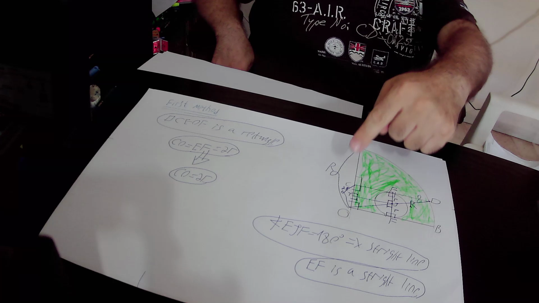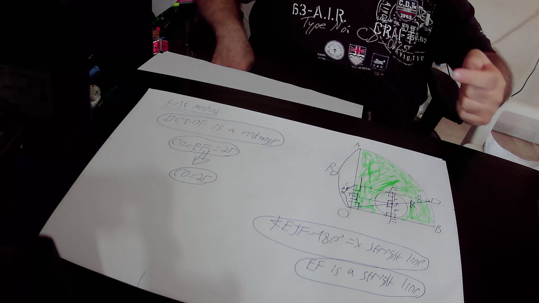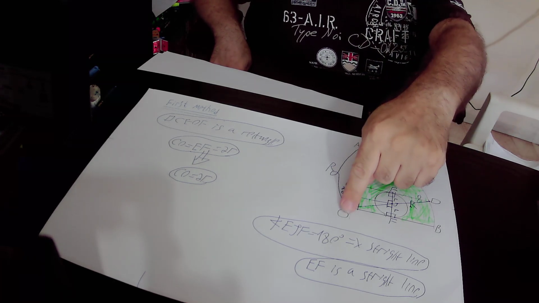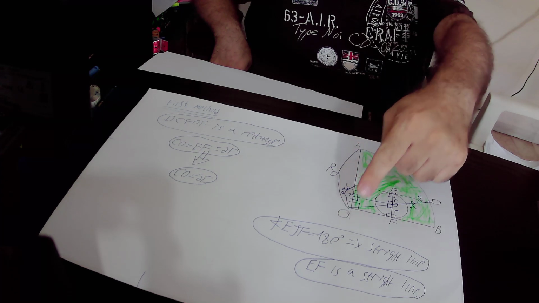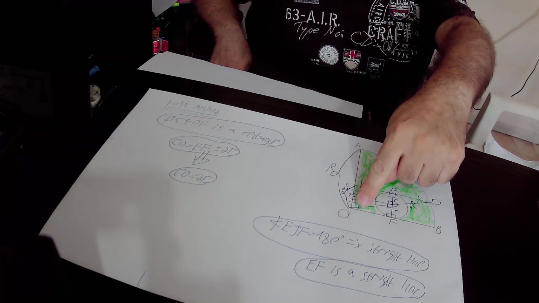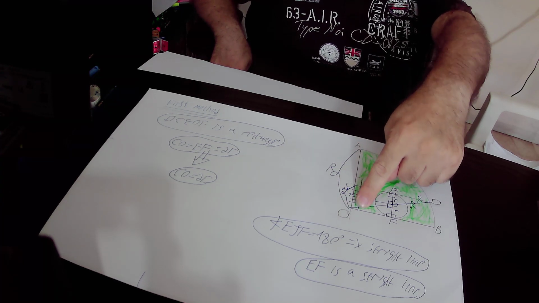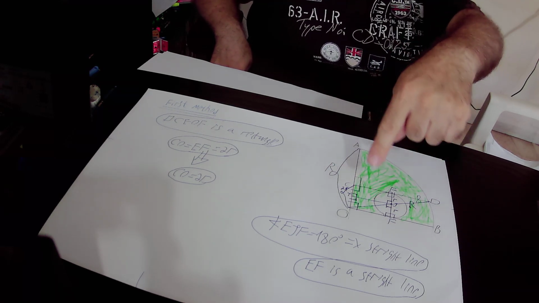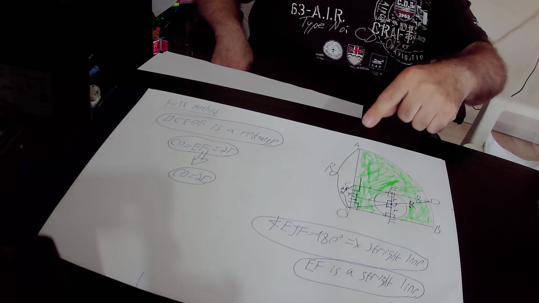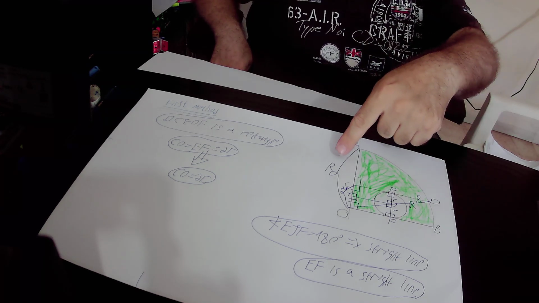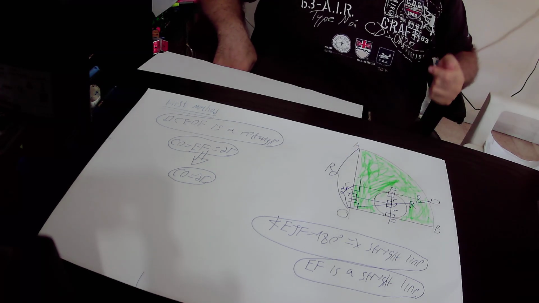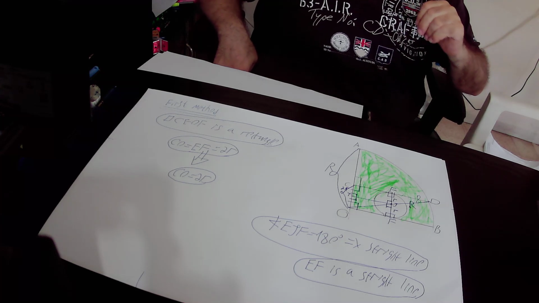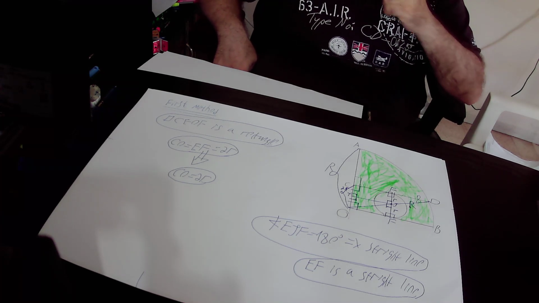Because AOB is a quarter circle, point O must be the center of the quarter circle. Angle AOB must be equal to 90 degrees. And here AO must be the radius of the quarter circle that we defined as capital R. Those 3 things are true in any quarter circle.